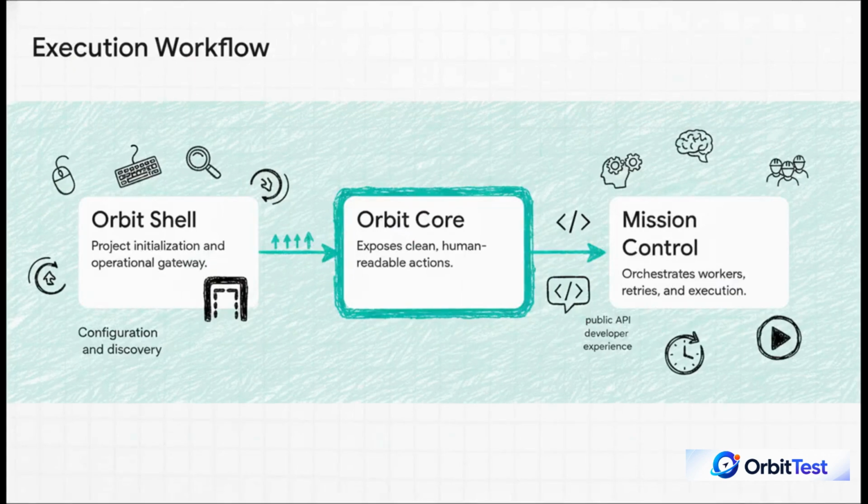So, the workflow here is incredibly logical. It all starts at the Orbit Shell, which acts as our operational gateway for configuration and discovery. Then, it passes right through Orbit Core, which acts as the public API layer, keeping our developer experience super clean. And finally, the whole thing is orchestrated by the execution brain known as Orbit Mission Control, which handles all our retries, sharding, and worker execution.